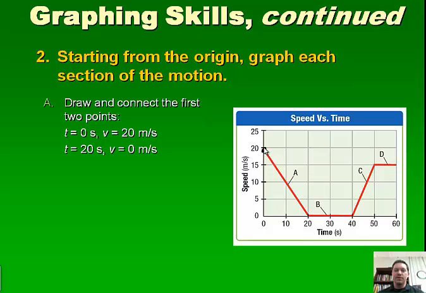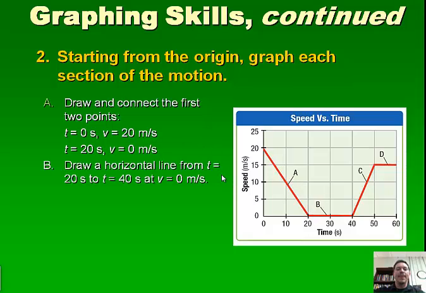Let me draw those in. So here's our first point. And then we're at time 20 seconds, velocity 0. So here's our initial deceleration. The bus is slowing down at a constant rate because we have a straight line here from 20 meters per second to 0. So it comes to a stop. We're drawing a horizontal line while the bus was stopped. Notice that our line is along the x-axis. So time continues, but we're not going up into this velocity section. So we go from 20 seconds to 40 seconds.